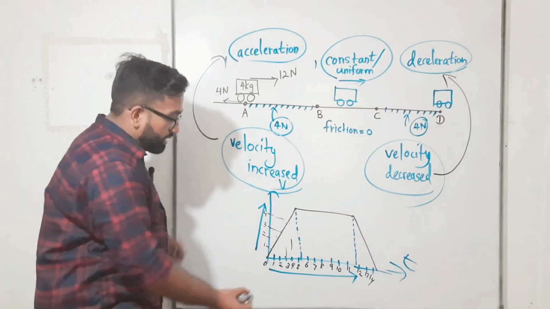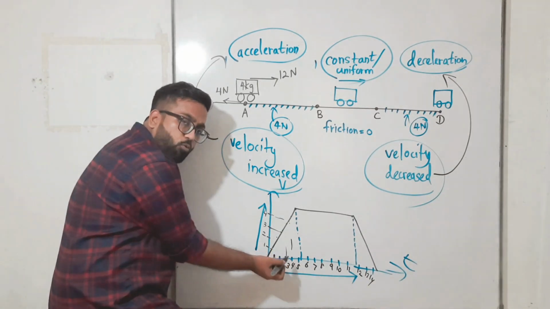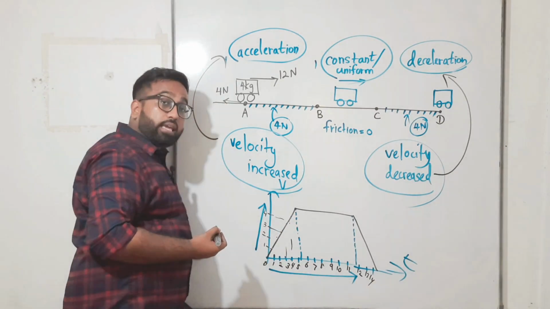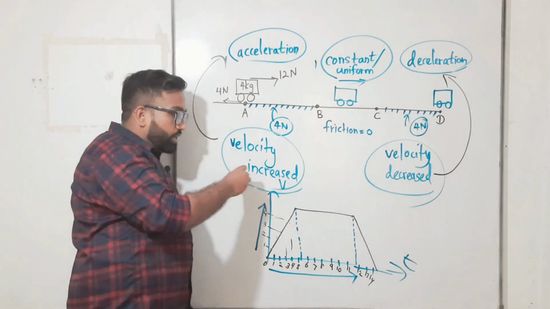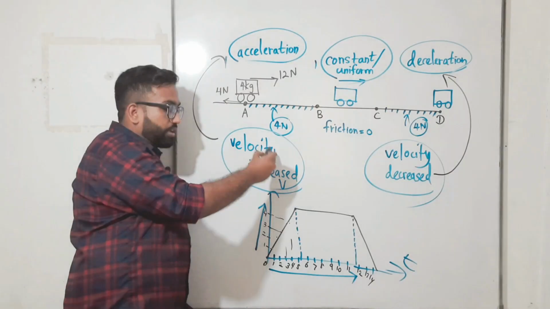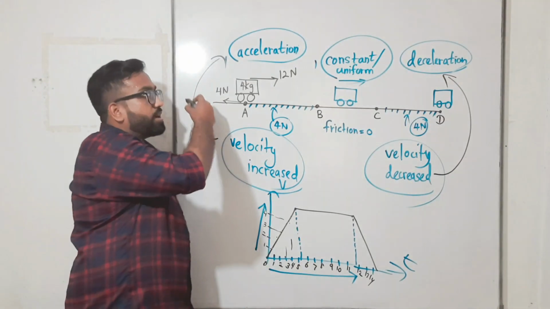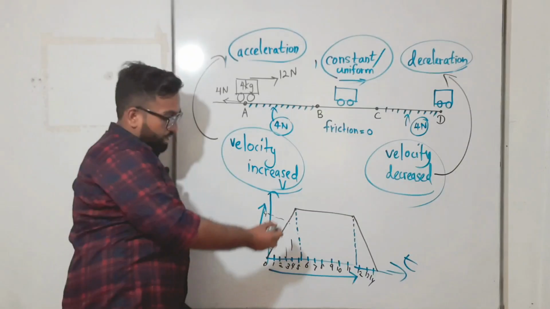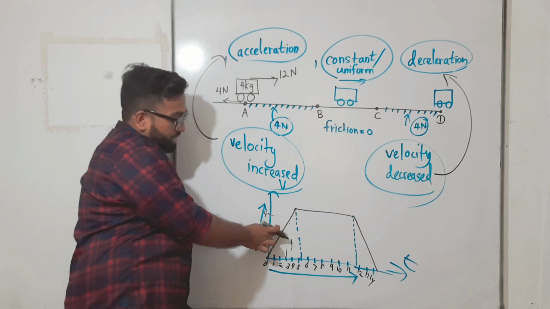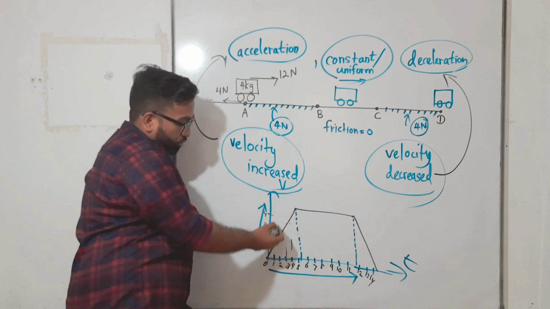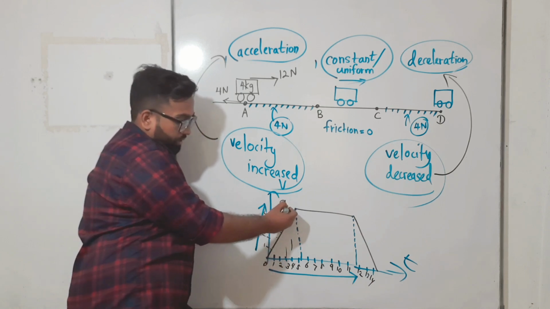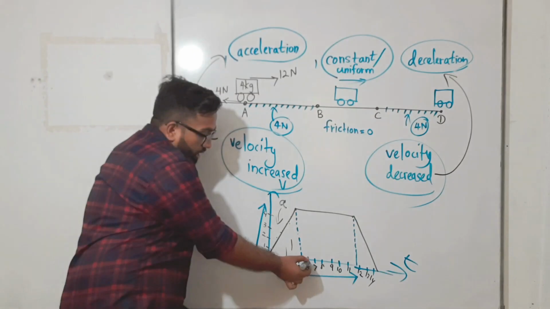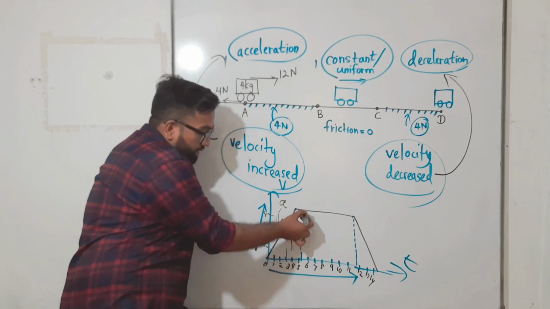So what can you say? According to time, what happens to the velocity? Velocity is also increased. According to time, velocity is increased. That is known as acceleration. So children, what is represented here? This graph shows what? Acceleration. This graph shows acceleration.